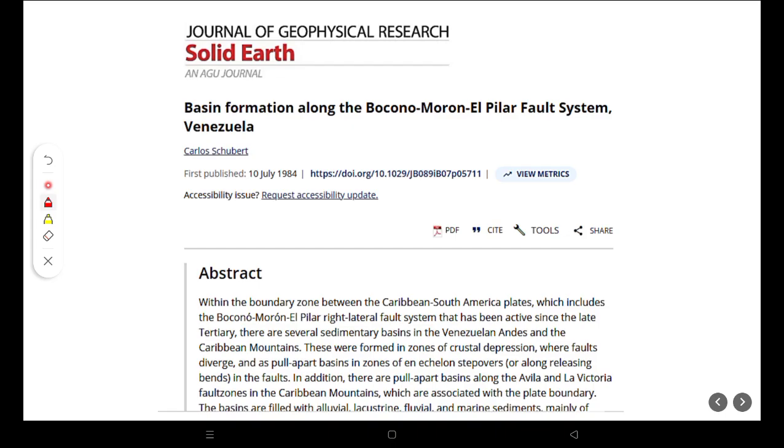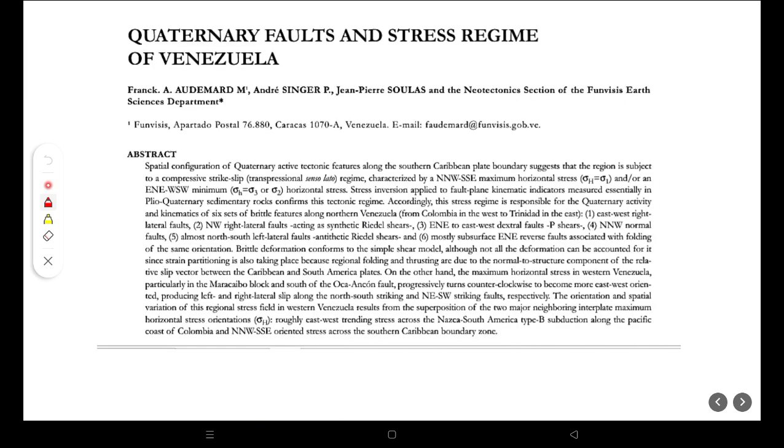So these are some researches that took place in 1984. Schubert established that basin formation was there along the Bocono, Moron, El Pilar fault system. According to him, and another, called Quaternary fault system and stress regime of Venezuela, this author, Audemard, has mapped several quaternary faults along northern Venezuela, and how stress is concentrated along the Venezuela coastal region.